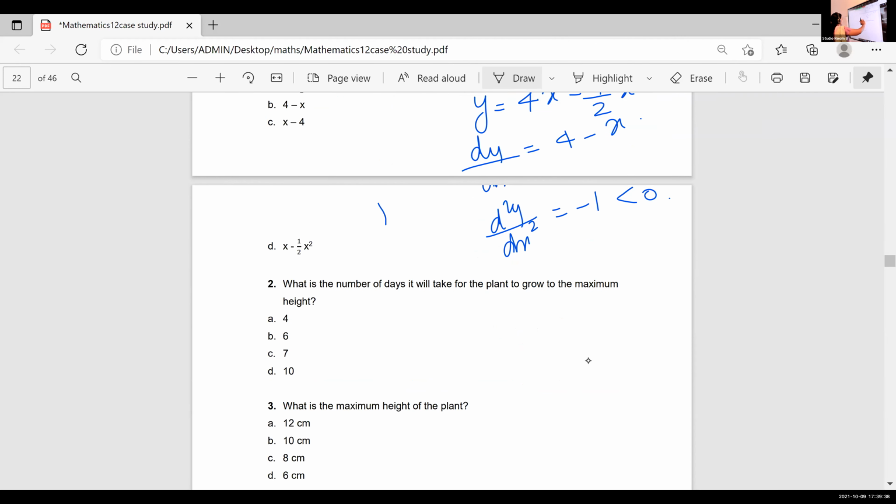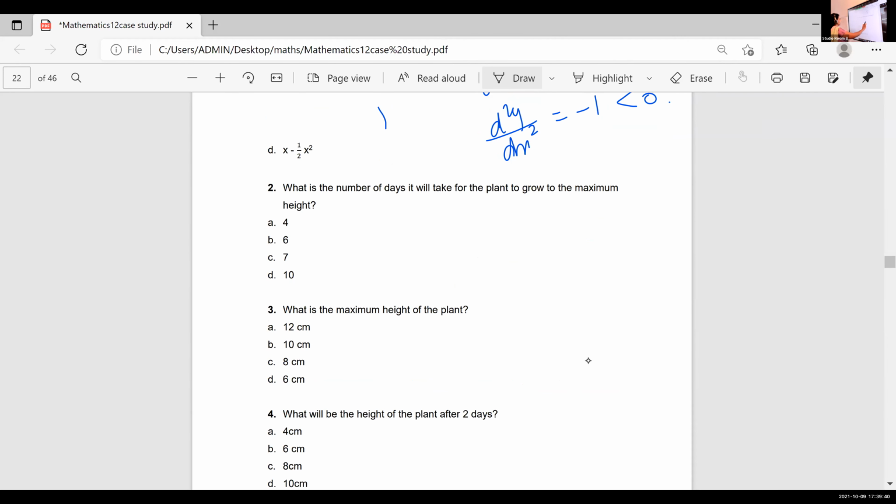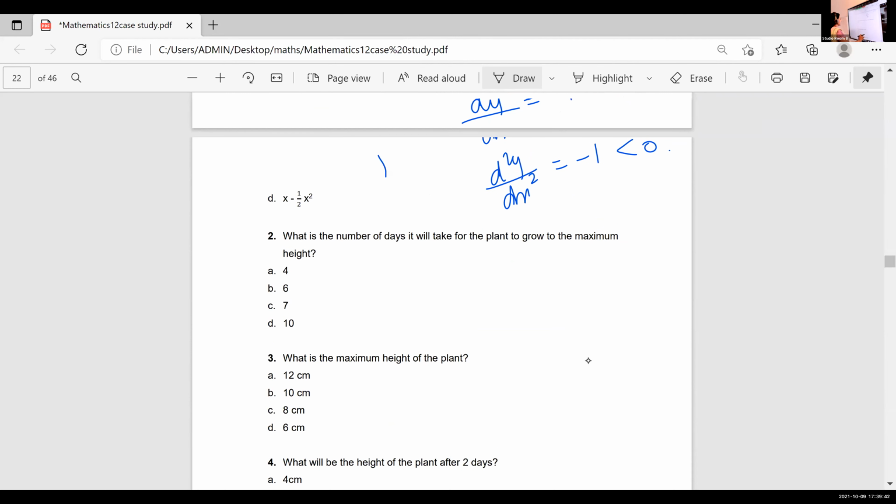Now look at the next one. What is the maximum height? How will you find the maximum height? You put x is equal to 4 in y, isn't it? When x is 4, we get the maximum height. So when x is 4, find out what is the corresponding value of y.